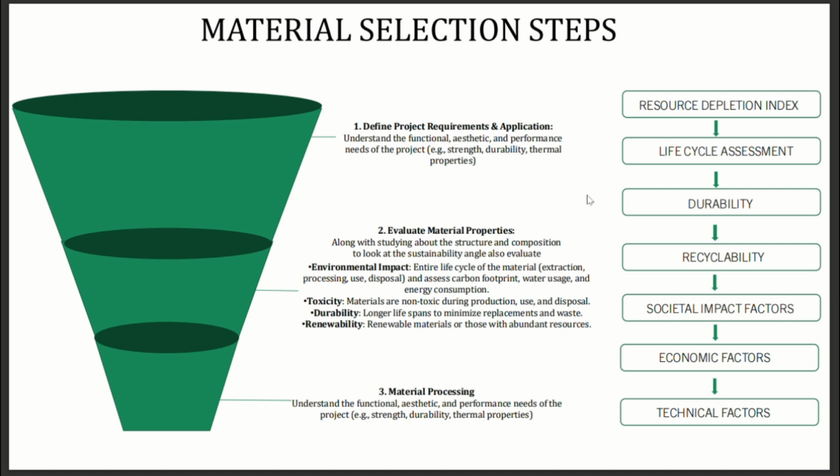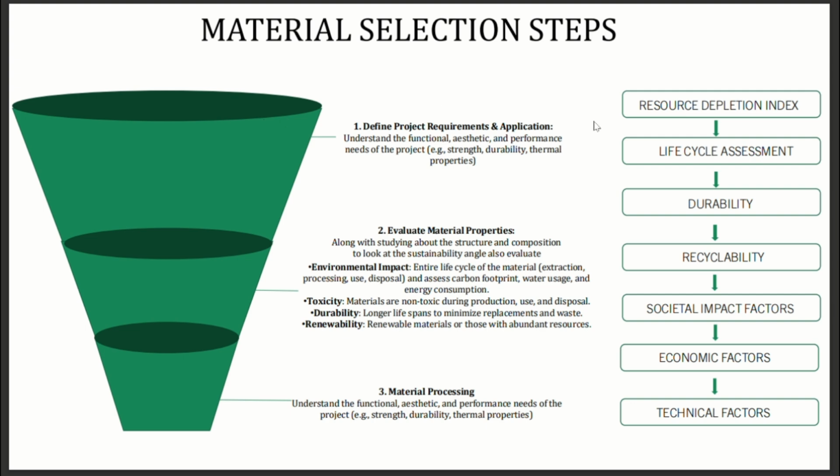So we are focusing on the material selection steps, and these are the steps and things we'll have to keep in mind while selecting materials. On the left, we've included a funnel-like structure where we go through three processes. We're first defining the project requirements and applications. Then we are evaluating the material properties, and finally looking at how the material is processed, and we're understanding the functional and the performance needs.